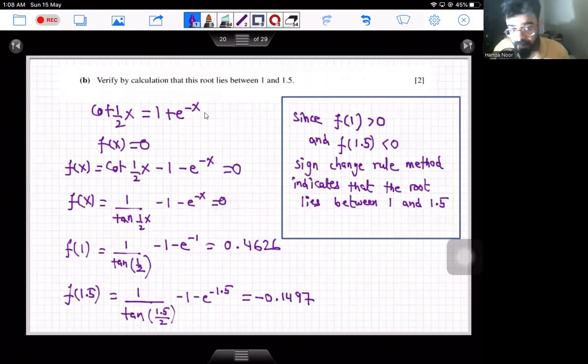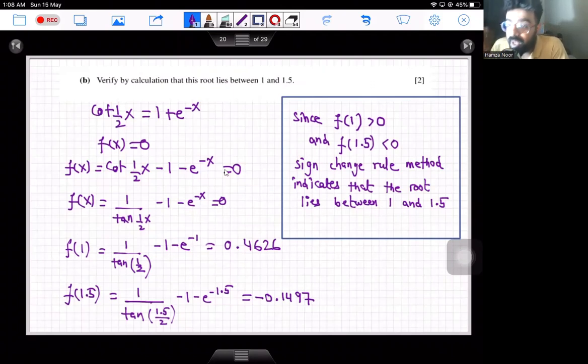Let's move on further. Verify by calculation that this root lies between 1 and 1.5. So cot half x equals 1 plus e raised to the power minus x. First of all, you need to arrange the equation in the form f(x) equals 0. Whatever the terms are, just take them on one side of the equation. So f(x) equals cot half x minus 1 minus e raised to the power minus x, and this whole thing equals 0.